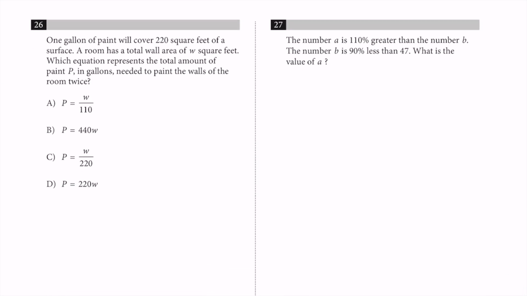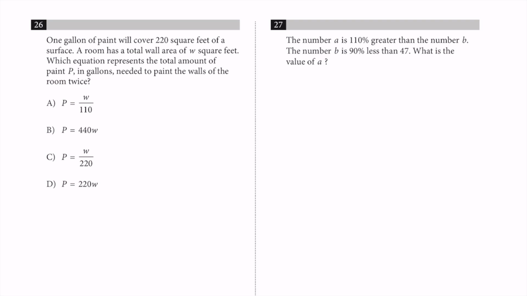1 gallon of paint will cover 220 square feet of a surface. A room has a total wall area of W square feet. Which equation represents the total amount of paint P in gallons needed to paint the walls of the room twice? So a gallon of paint will cover 220 square feet. The total room has an area of W square feet. We need to know how many gallons twice.